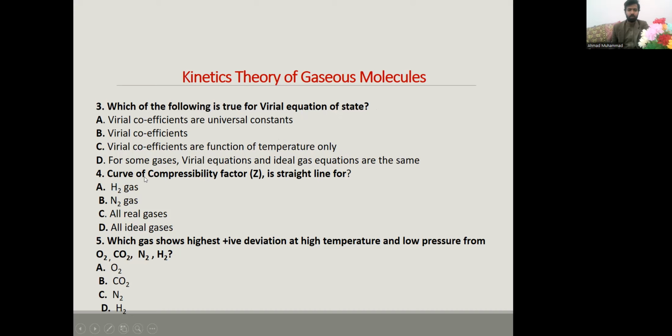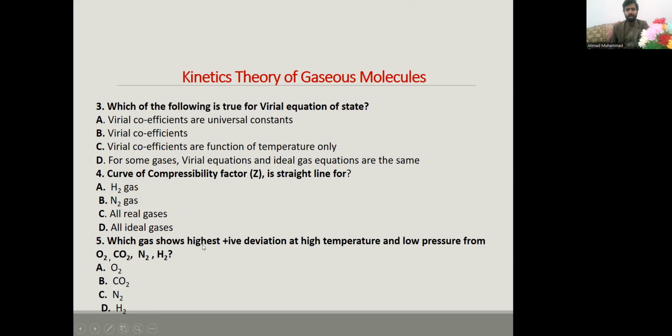Then we should move to question number 4. The curve of compressibility factor Z is a straight line for nitrogen gas, all real gases, or all ideal gases, and the right option is option number D, all ideal gases.